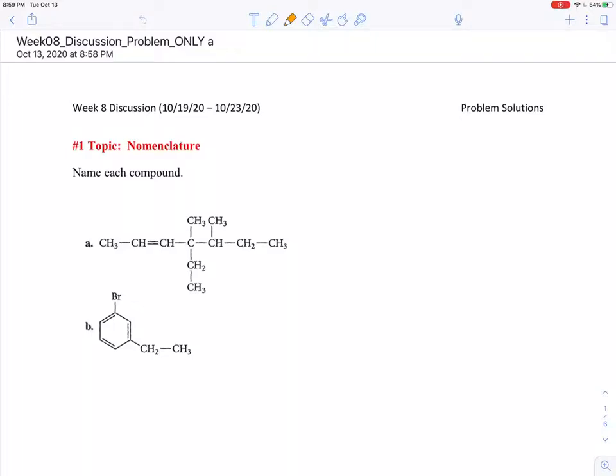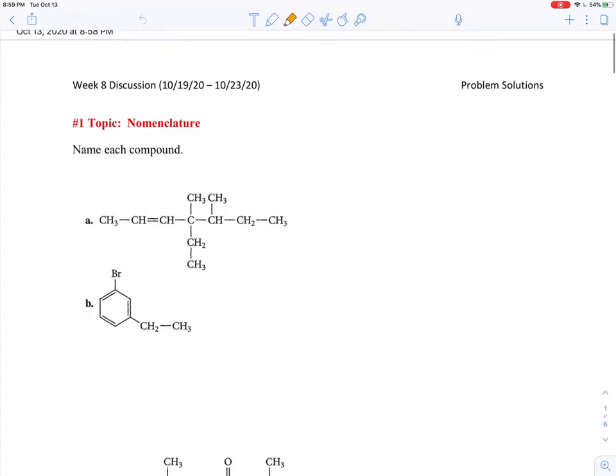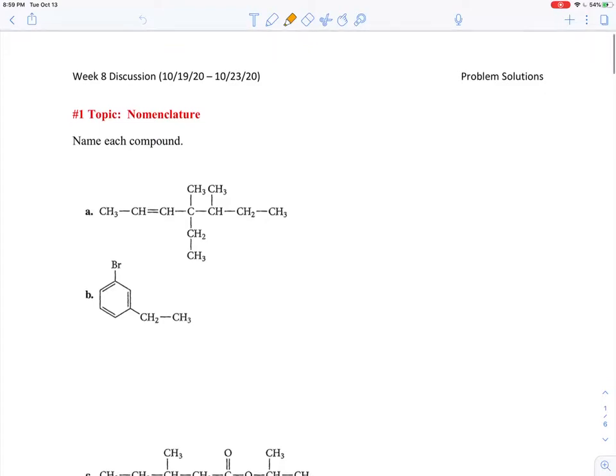Okay, so this is the week 8 discussion problem. Number 1 is organic compound nomenclature. Organic compound nomenclature starts with identifying the functional group and finding the longest carbon chain as the backbone.